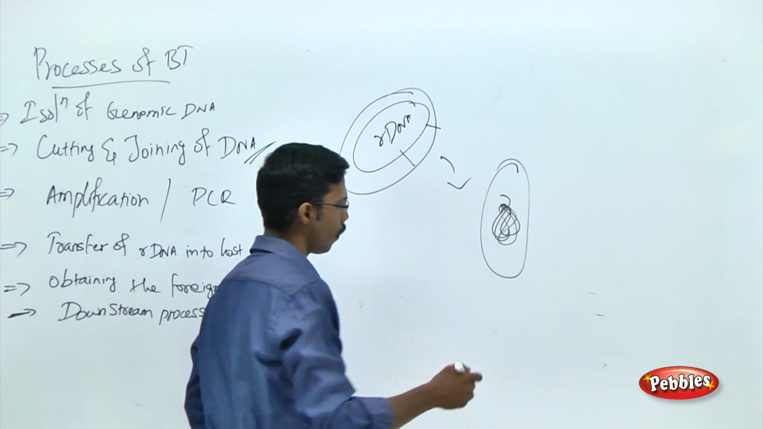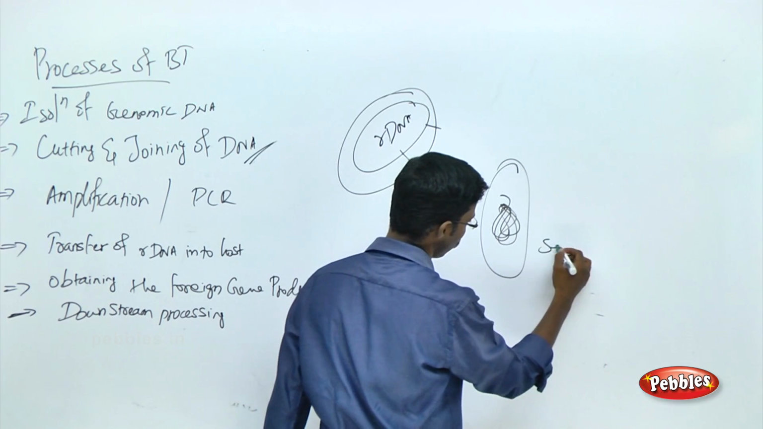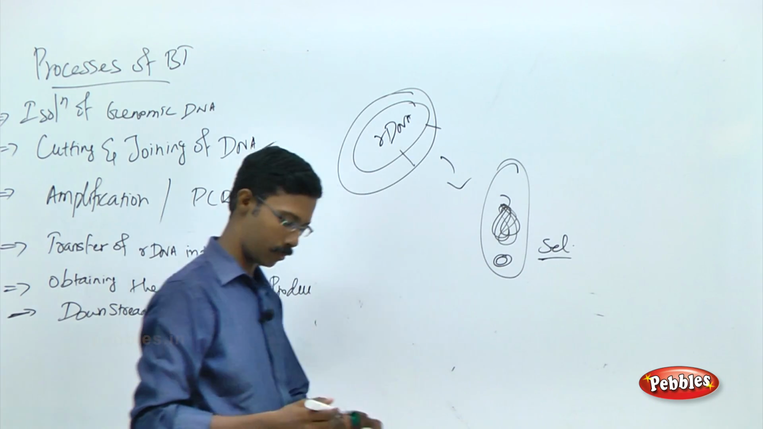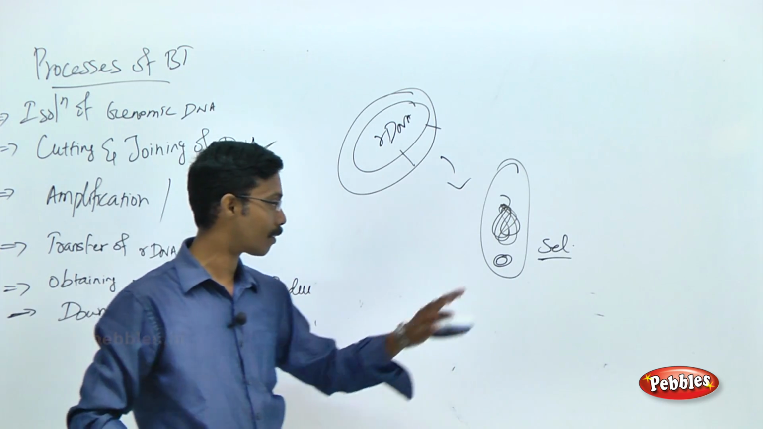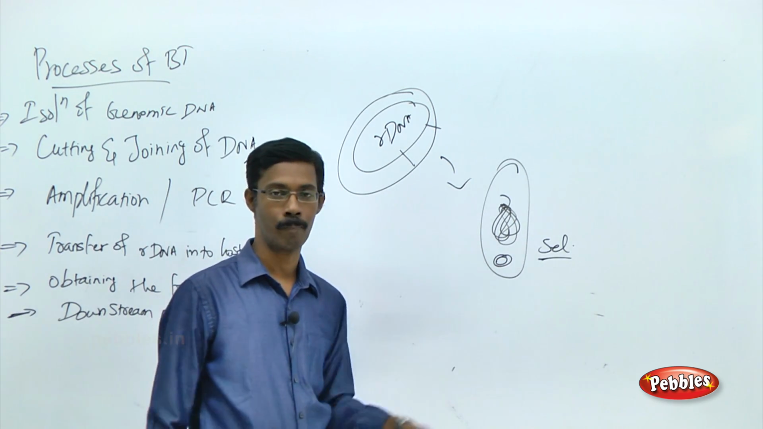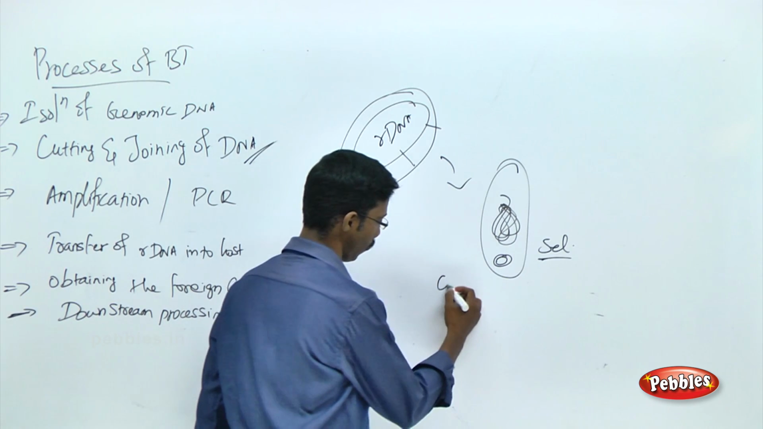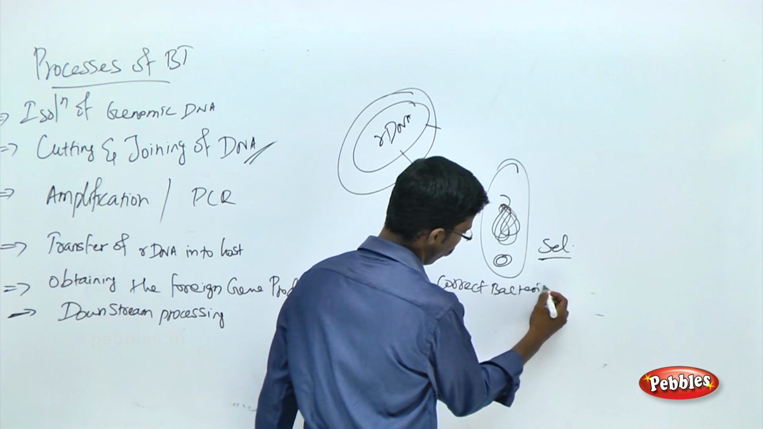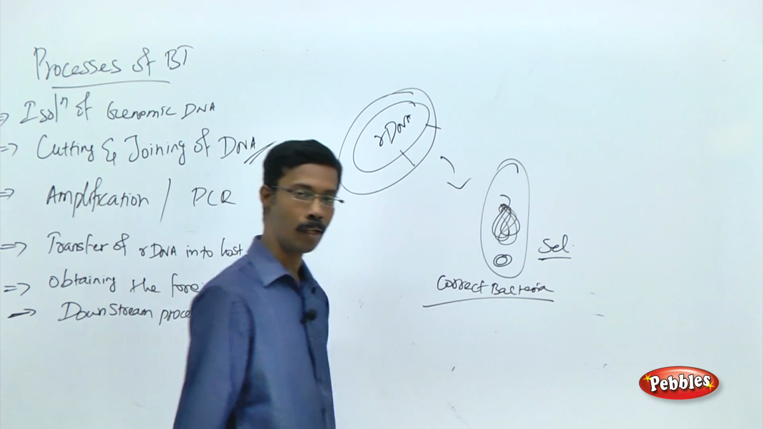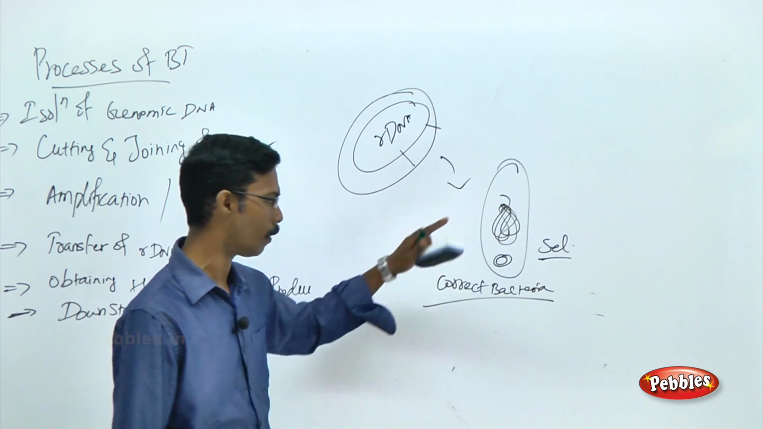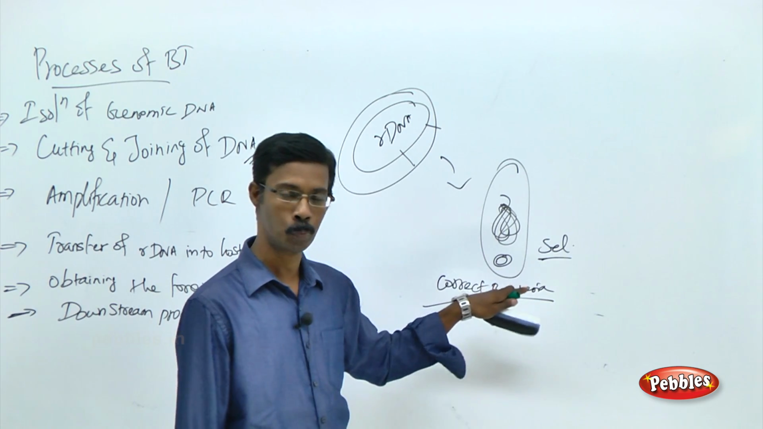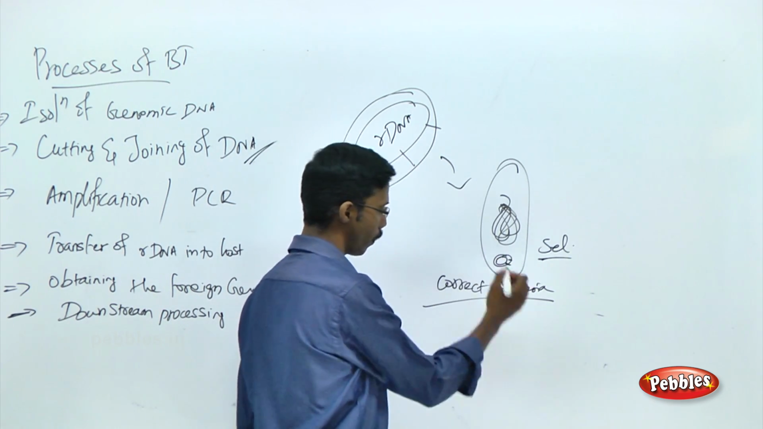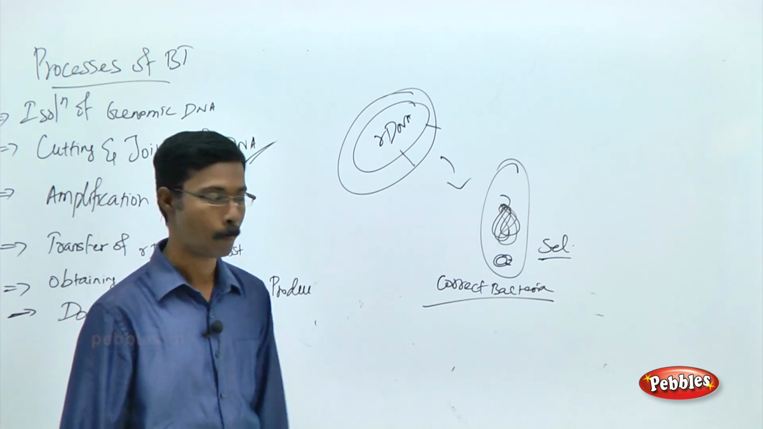Fine. So by means of selectable markers, as I told you, antibiotic resistant markers or some other markers, we can select the correct bacteria. That is what you have to remember. So what do you mean by correct bacteria? This is a bacteria which contains the plasmid, that plasmid which carries your required gene. Okay, that is what is called the correct bacteria.